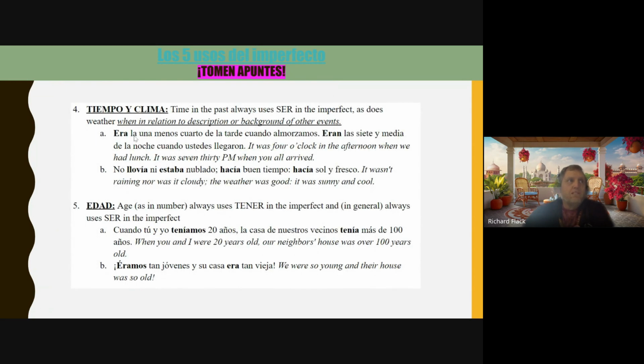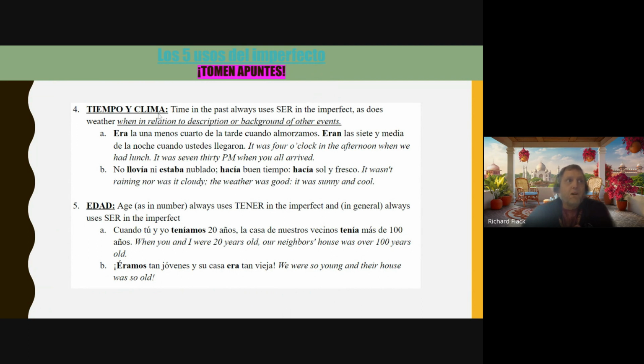Number 4, tiempo y clima, time and weather. So time in the past tense always goes in the imperfect. And of course, just like in the present tense, it's going to use the verb ser. So era la una menos cuarto. It was 12:45 in the afternoon when we ate. Eran las 7:30. It was 7:30 at night when you guys arrived. So time is always going to go in the imperfect. Time is, if you think about it, background information, it's description.